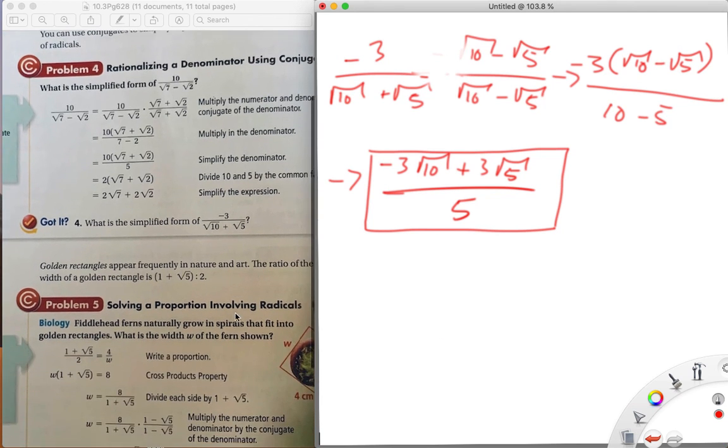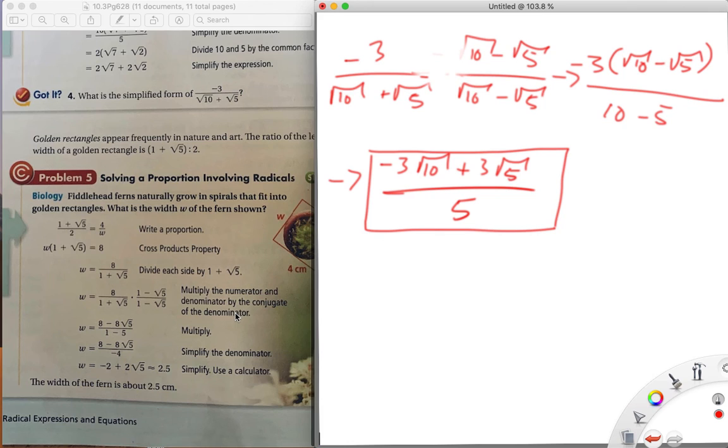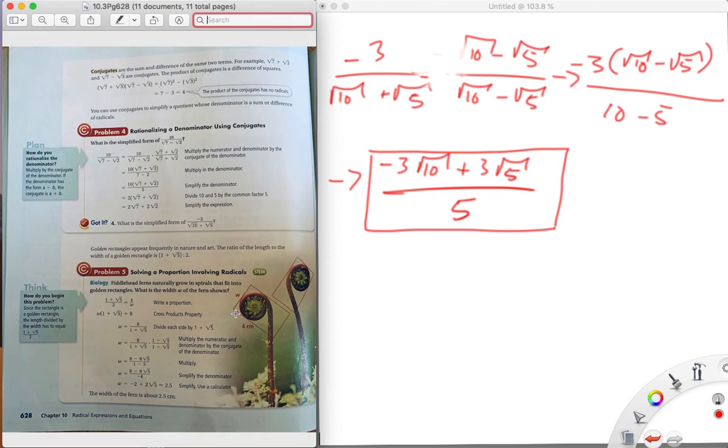Okay. Last one is a word problem. We're not going to do that. It's more of the same.